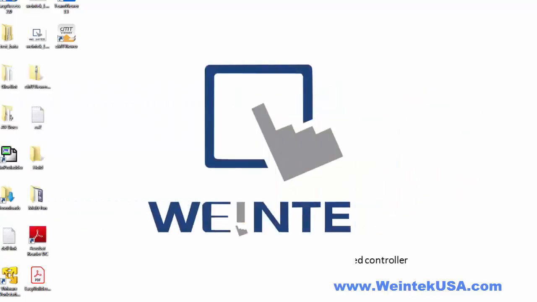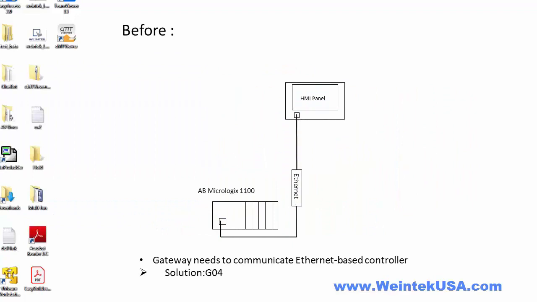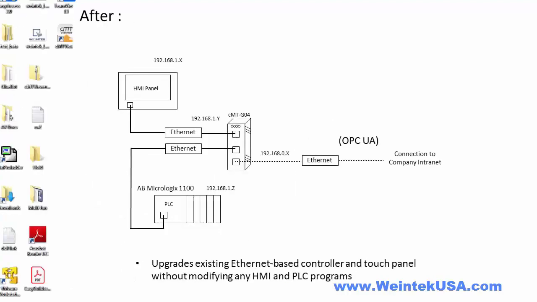So now this next slide is a representation of a situation where we might want to use the G04. We've got a MicroLogix 1100 speaking to a ProPhase HMI. So this is what it would look like after, of course, we go ahead and integrate the cMT-G04.